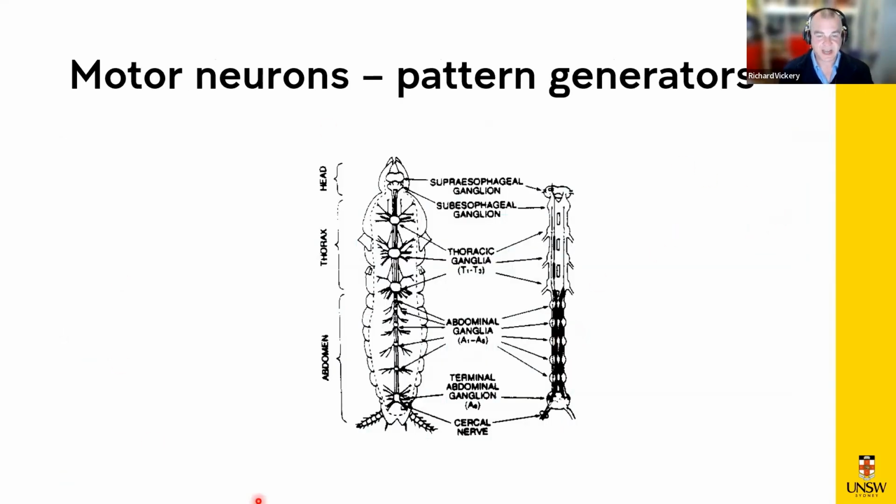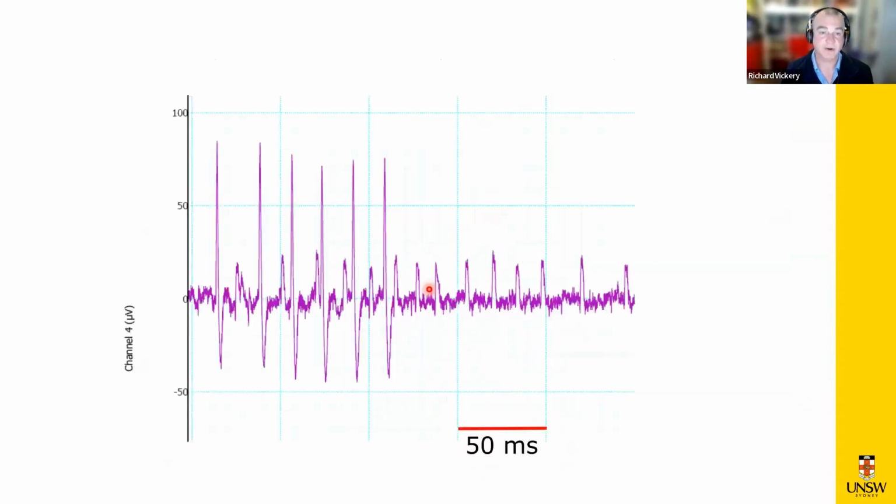We use the same prep, which is cockroaches, but we can record motor activity. They have these ganglia, which are groups of neurons. The thoracic ones are related to legs and to wing activity. And using the same technique with pins penetrating those ganglia, we can record very nice signals.